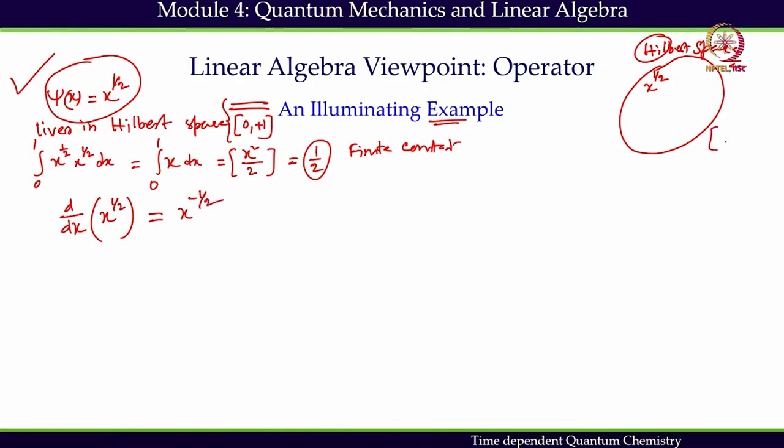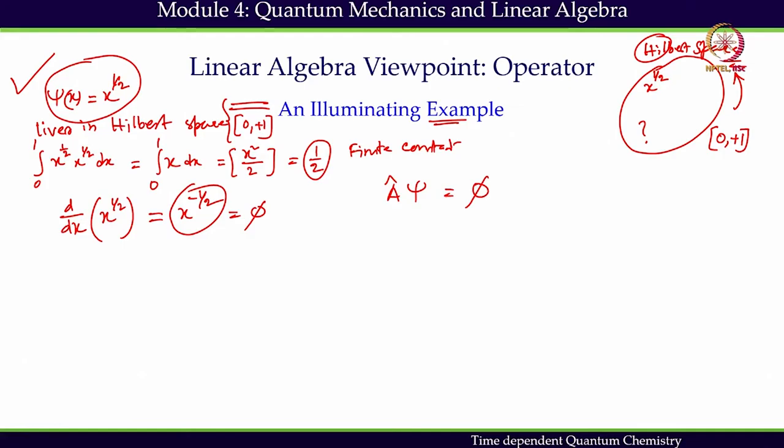To define this Hilbert space, I have considered the limit 0 to plus 1. That is the defining condition for this particular Hilbert space, not for all Hilbert spaces. I can define another Hilbert space for a different limit, but within this limit I am defining this Hilbert space. What I see is that now I have got another wave function. So an operator acting on a wave function gives me another wave function, and I have to check whether this new wave function, which I now call phi, also lives in the same Hilbert space or not. That is the first thing we will check.